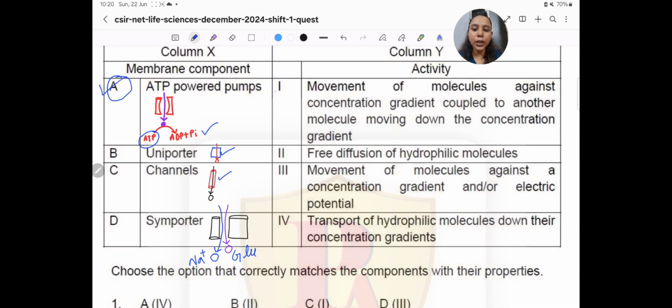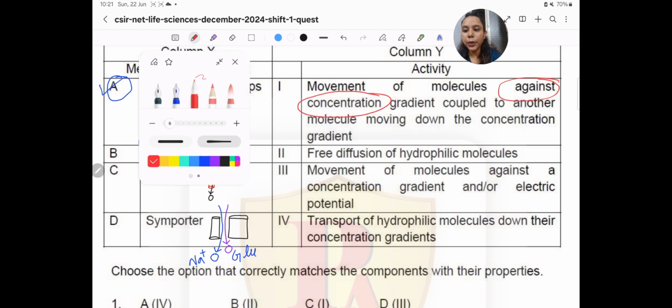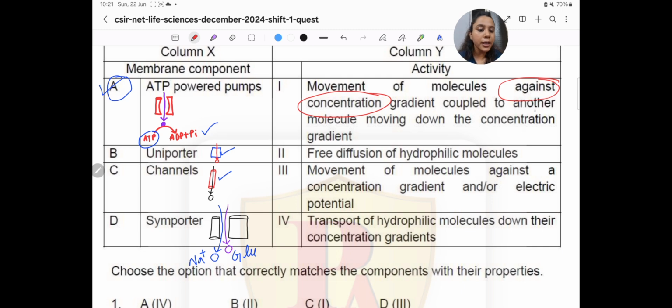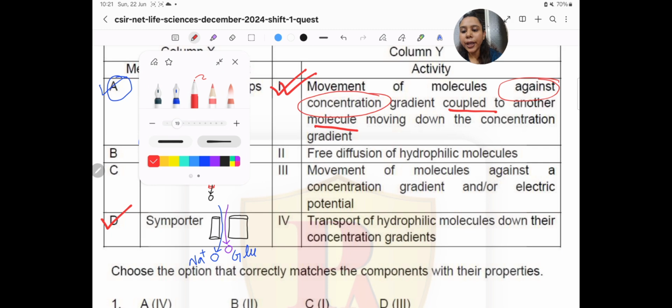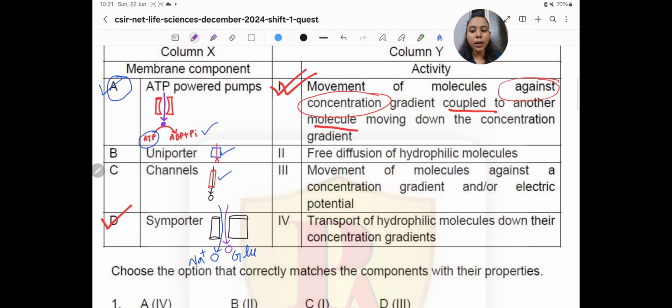Firstly, see 1: movement of molecules against a concentration gradient and coupled to another molecule. Coupling, which system have we seen? That is the symporter. So D1. Next is 2, free diffusion of hydrophilic molecules. Free diffusion occurs in channels, there is only free diffusion, right? So 2 goes with C, C2.